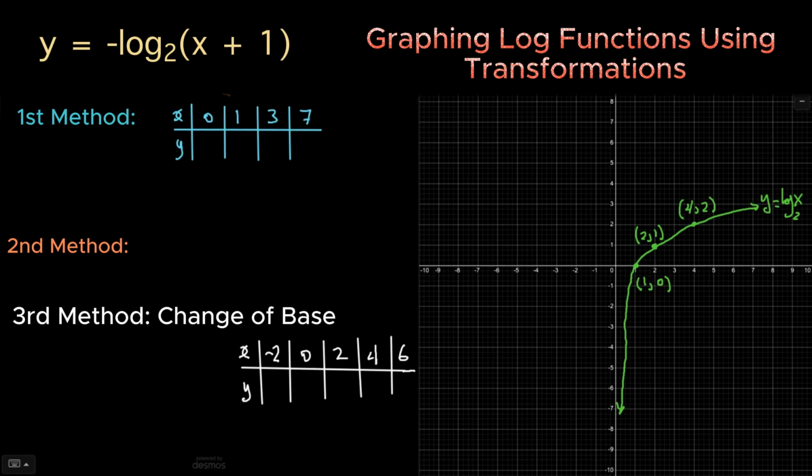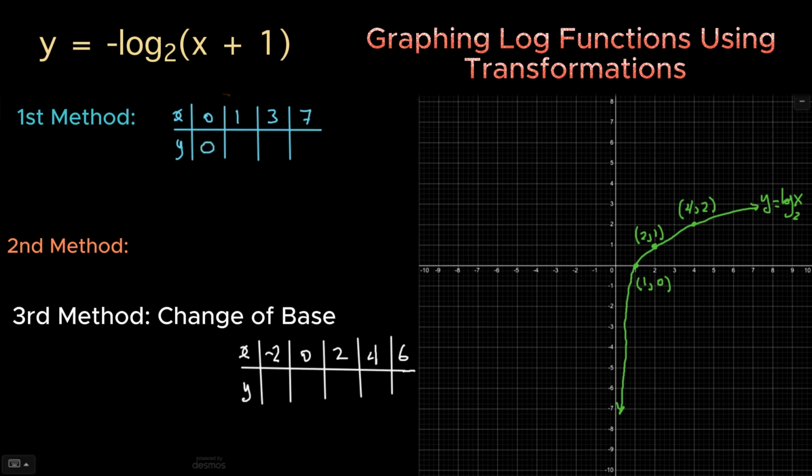If I'm subbing 0 right here, I have log base 2 of 0 plus 1, which is 1, so that's log base 2 of 1. What this is asking is, 2 raised to what power gives you 1? That's 0. So the answer is 0. The negative here, negative 0, is just 0.